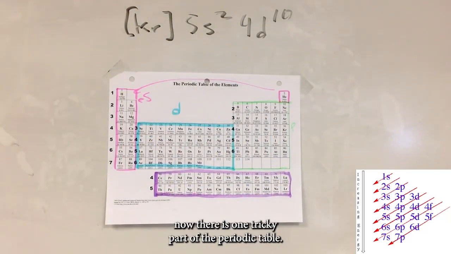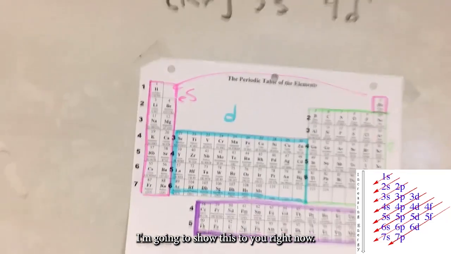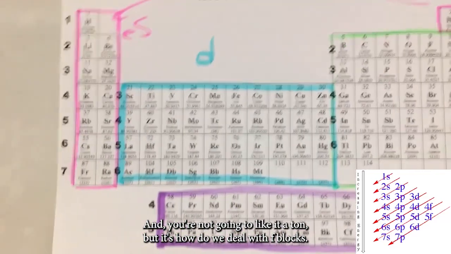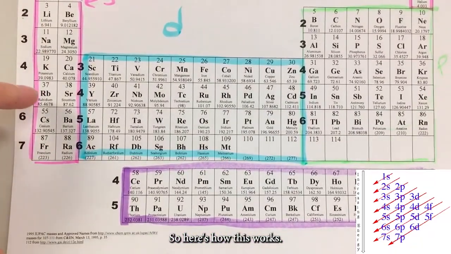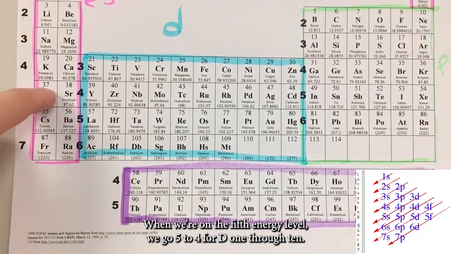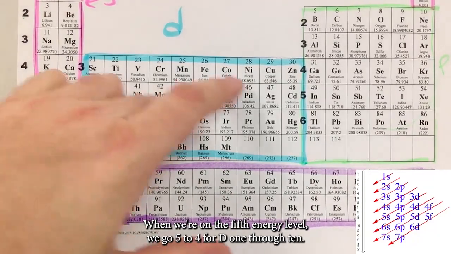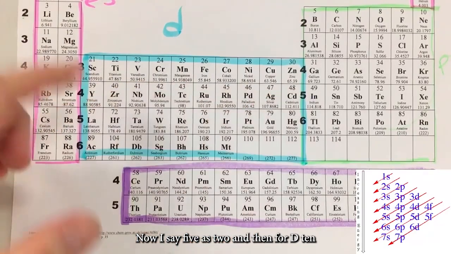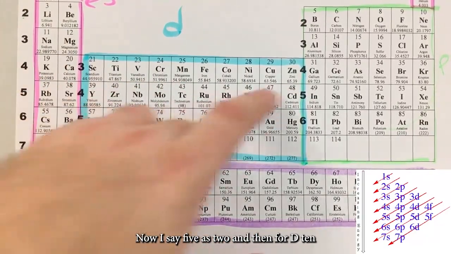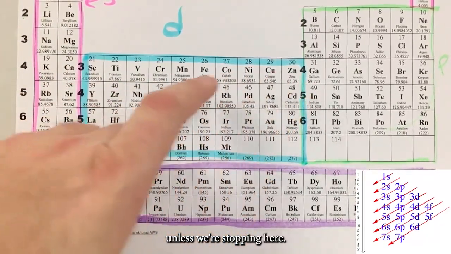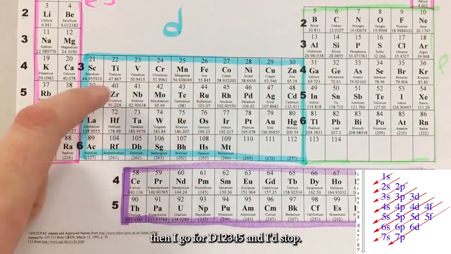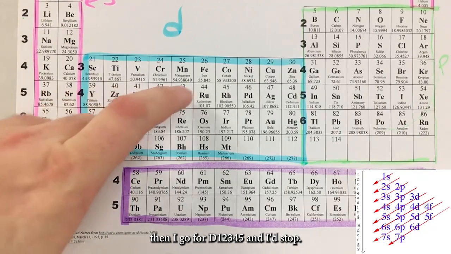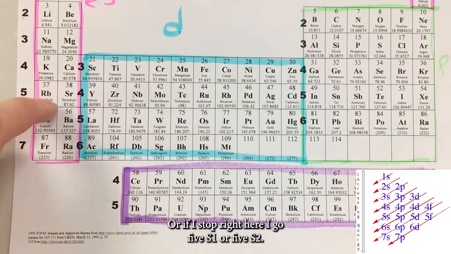Now, there is one tricky part to the periodic table. I'm going to show this to you right now, and you're not going to like it a ton, but it's how we deal with the F blocks. So here's how this works. When we're on the fifth energy level, we go 5s2, 4d, 1 through 10. Now, I say 5s2 and then 4d10, unless we're stopping it here. So if I go 5s2 and I want to stop right here, then I go 4d, 1, 2, 3, 4, 5, and I'd stop. Or if I stop right here, I go 5s1 or 5s2.